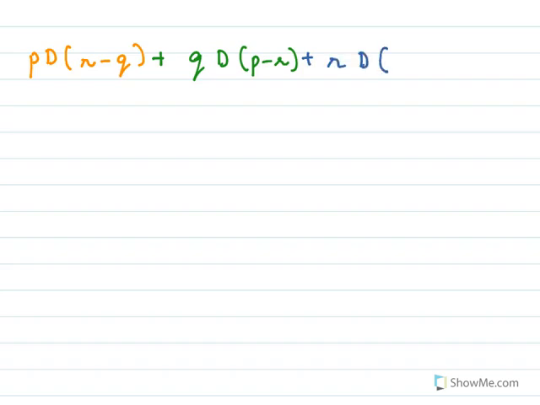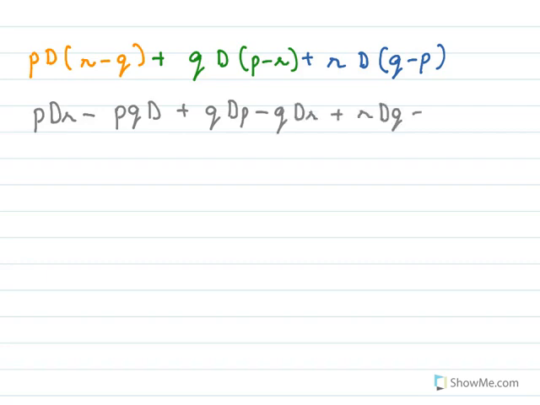Now we need to put all the three terms together. So the first term was p d r minus q, plus the second term was q d p minus r, and then we had the last term r d q minus p. We open the bracket. p d r minus p q d plus q d p minus q r d plus r d q minus r p d. And now we cancel. So p d r, here p d r, then p q d, p q d, and these will cancel. So the answer comes 0.